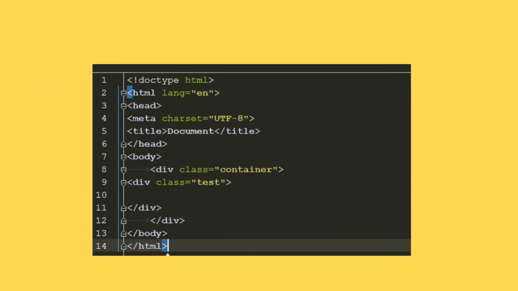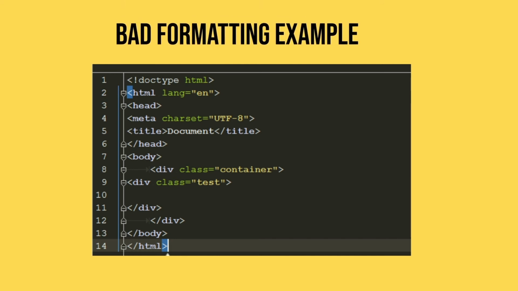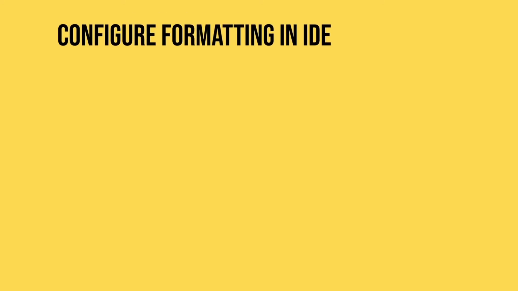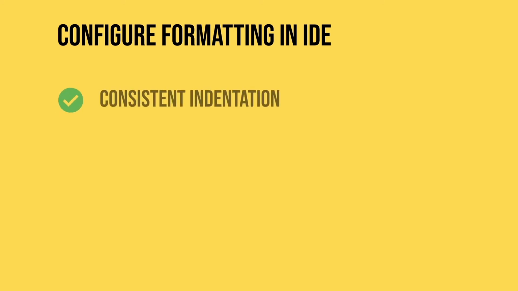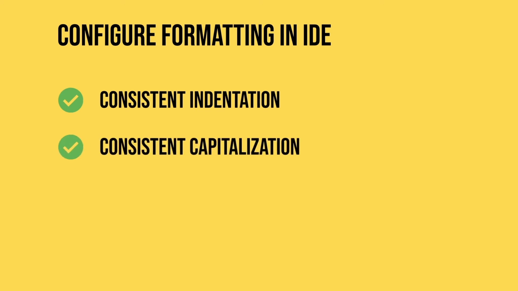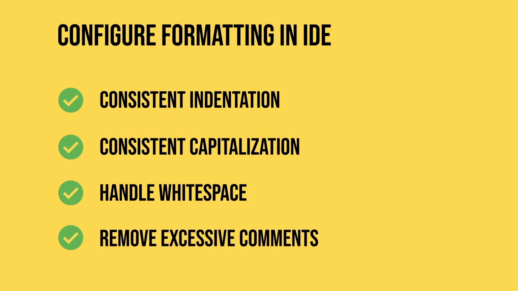There is nothing worse than opening an HTML file and seeing badly indented code. Here's an example of badly indented HTML. Now, you can configure most IDEs to follow the HTML format that your team wants to follow. This includes things like indentation of tabs or spaces, capitalization for HTML, such as always using lowercase, trailing white space, handling excessive comments, etc. An IDE can also automatically detect problems in your HTML and suggest improvements.